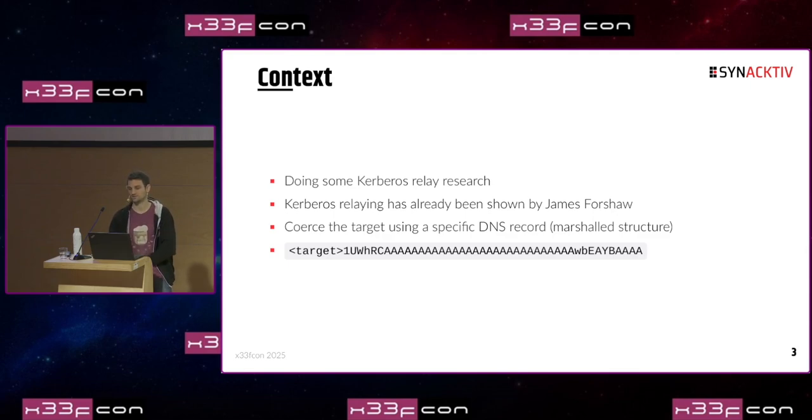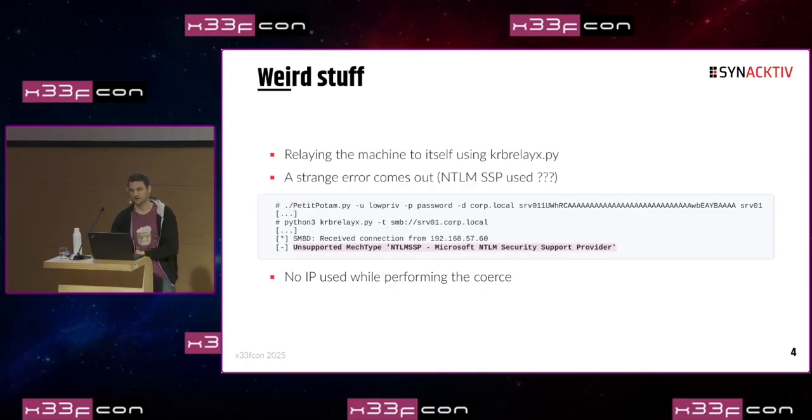So I was doing some research around that, and I was thinking, we know we cannot perform reflective relay on the same machine. So I was still trying it and trying to understand why. I tried to relay the machine to itself using KrbRelayX. And when I performed this, I got a strange error saying that the error was unsupported mech type NTLM SSP.